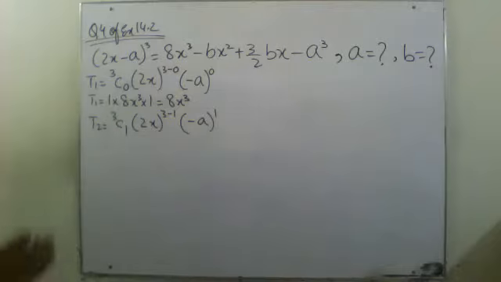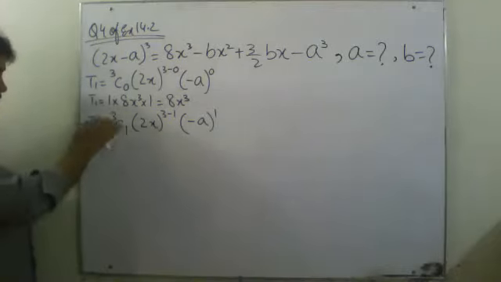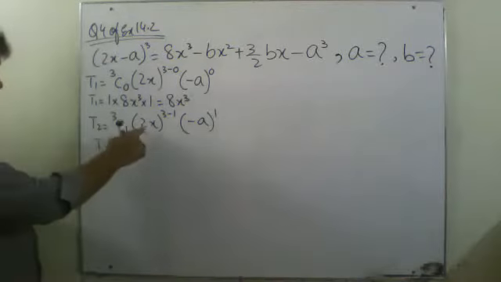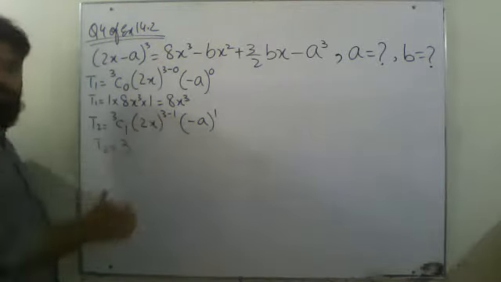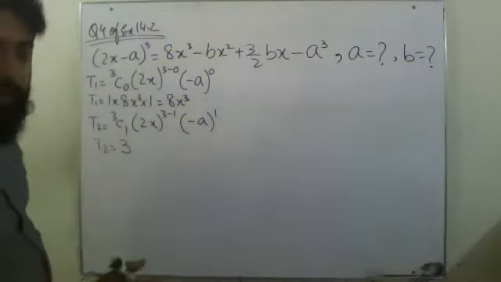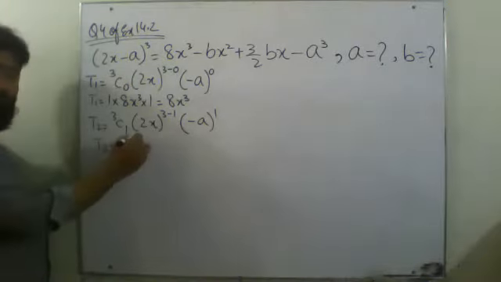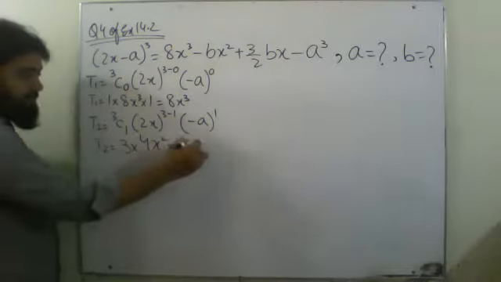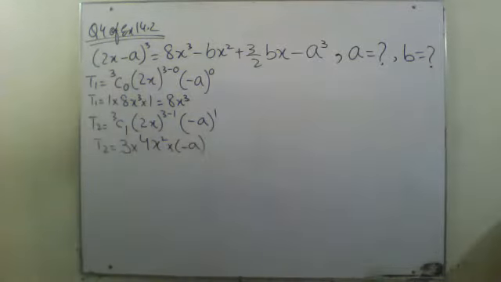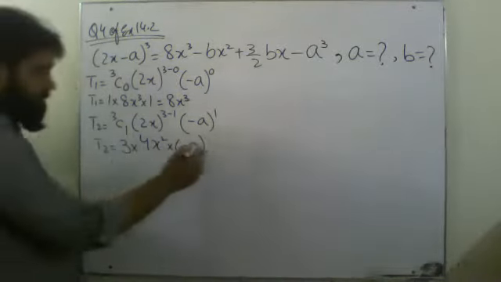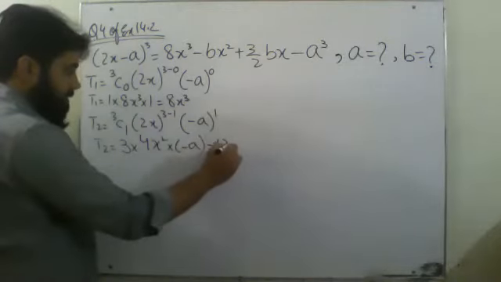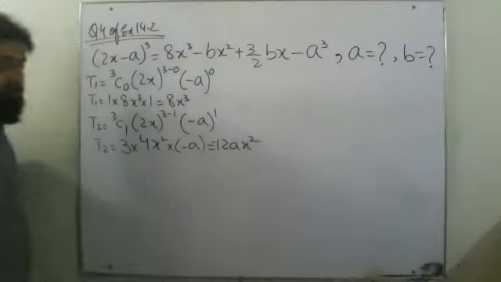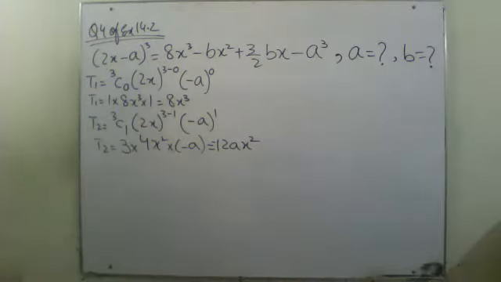Simplifying it, 3C1 will be 3. Then 3 minus 1 will be 2, and this becomes 4x square into minus a. Simplifying it further, 3 4s are 12, so T2 is minus 12a x square.